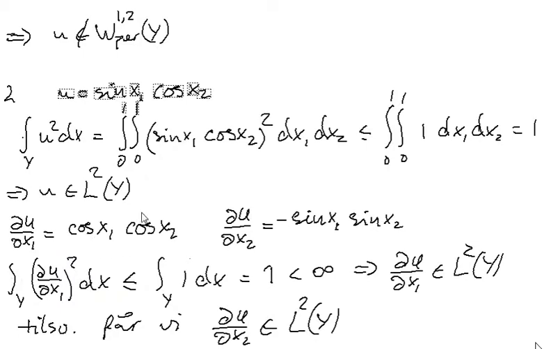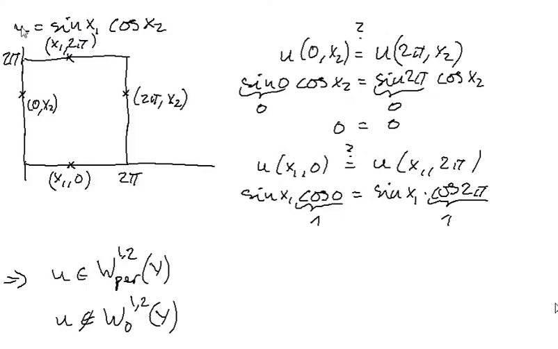We know that this is less than, in absolute value, 1. So we do exactly as we did above. This is less than the integral of 1 over 1, which is equal to 1, which is also less than infinity. So we conclude that the partial derivative of u with respect to x1 is a member of L2. In the same way, we obtain that the partial derivative of u with respect to x2 is a member of L2. So we know that u is a member of W1,2.